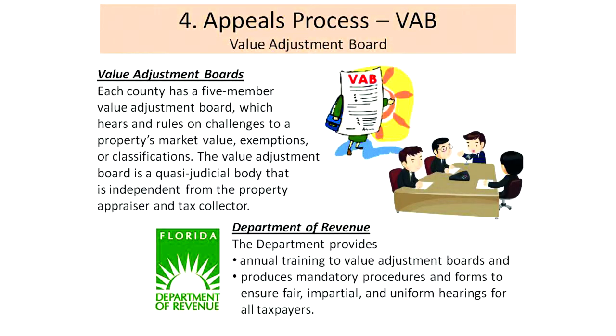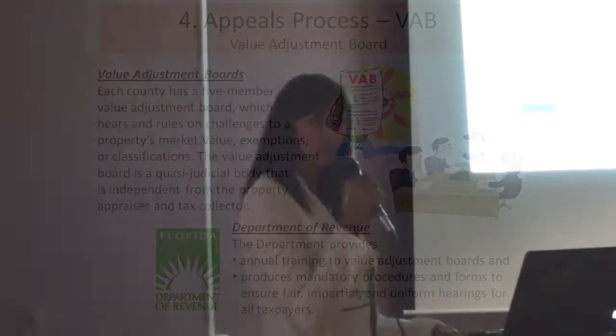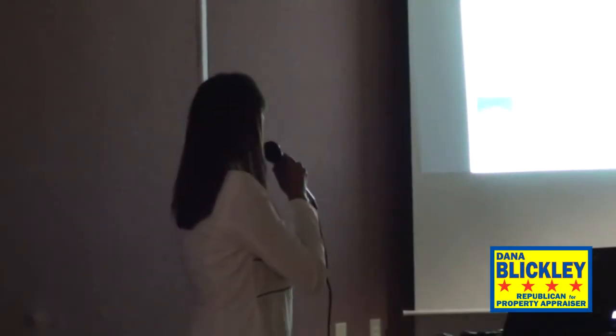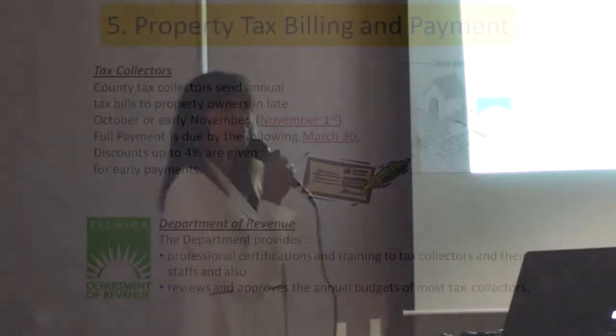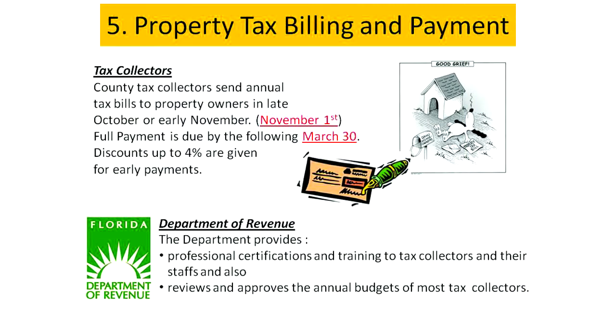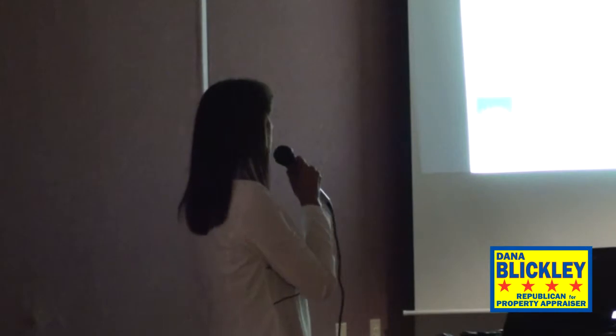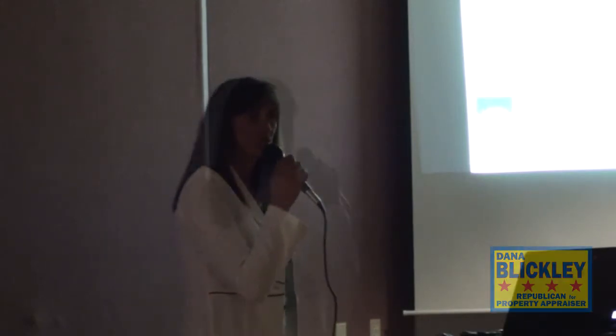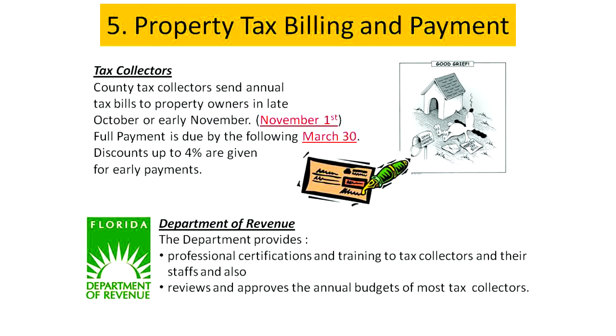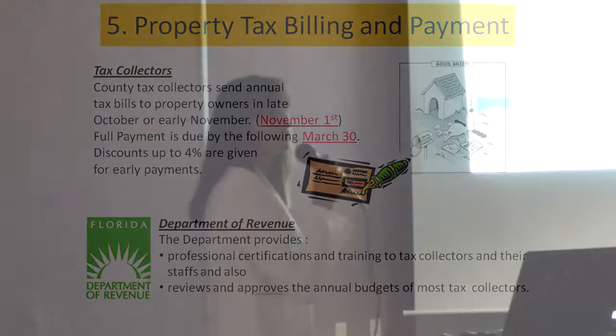Value adjustment boards are the boards that by law have to be employed by a county of this size to hear cases of folks like yourself that are contesting their values, their exemptions, property classifications. The next part of the process is the property tax bill and payment. Probably not a whole lot of explanation needed for that part. County tax collector sends out the annual tax bills in late October, early November. For us, it's almost always November the 1st. Full payment is due by March the 30th, and discounts are up to 4% for early payments.